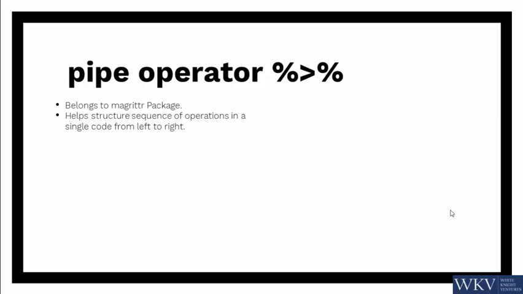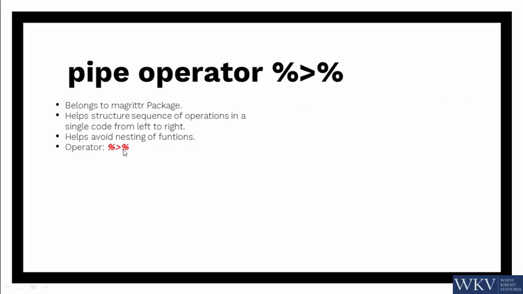And what it does is that it helps us structure the sequence of operations in a single code from left to right. It avoids the nesting functionality. It tells you, fine, if you're not comfortable with nesting, what we will do is we will string all the functions together and it will perform the functions from left to right. So the functions you want to perform first have to be on the left and then it goes on to the right. Clear? The operator is percentage greater than percentage.